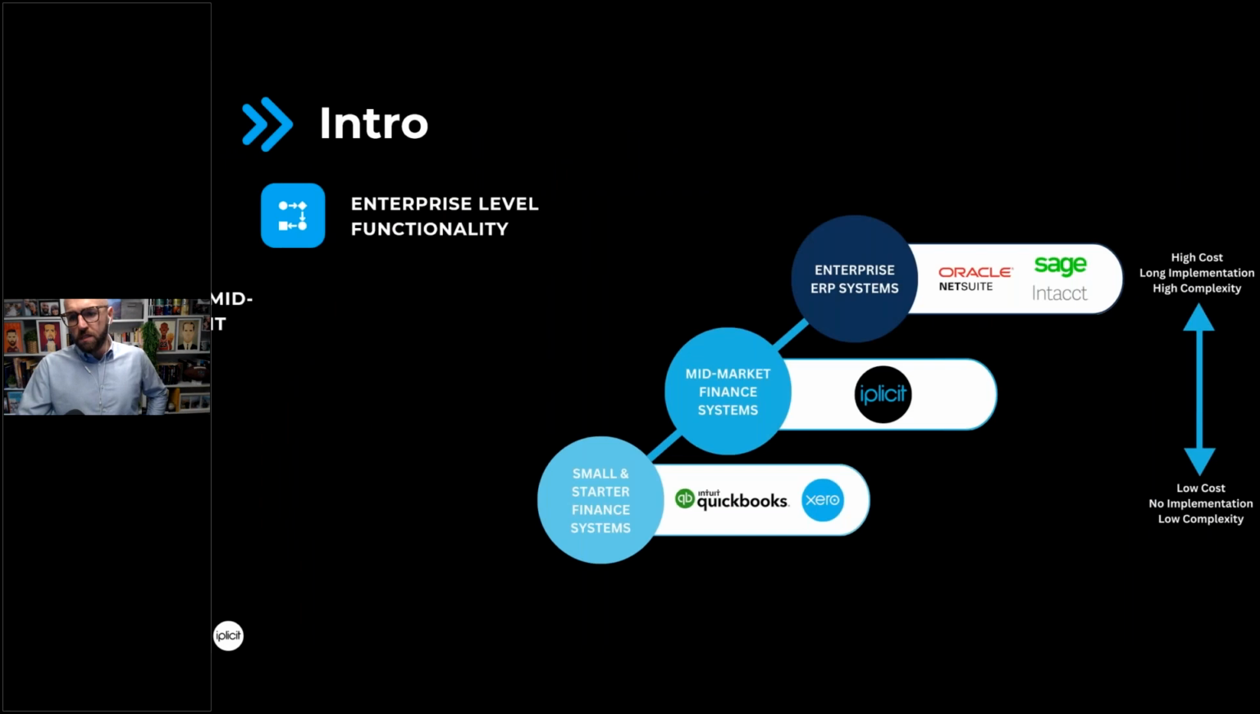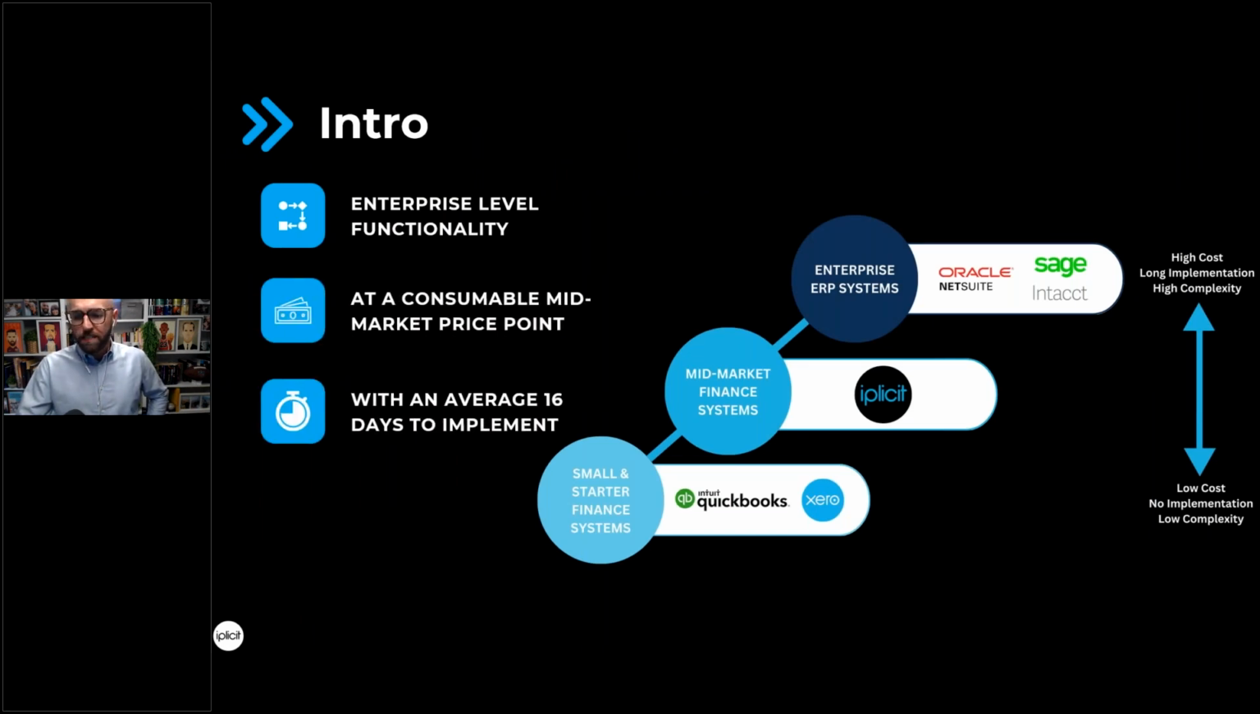So in terms of iplicit, who we are, what we do, this is a really nice visualization of where we sit within the market. So we move a lot of customers on smaller SME solutions like QuickBooks and Xero or legacy solutions onto the iplicit platform. We would regard ourselves as a best-in-class mid-market solution. And this visualization will show the difference between an SME and an enterprise large ERP solution.